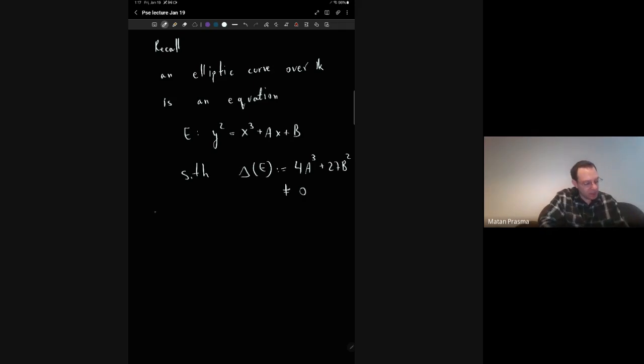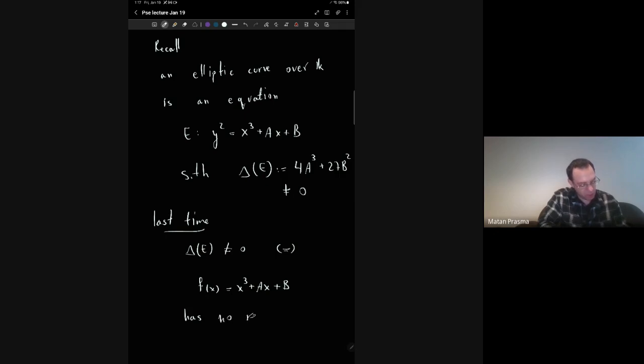Okay, and last time we showed that the condition delta E being non-zero is equivalent to saying that the polynomial, let's call it f, has no repeated roots in the algebraic closure of K.